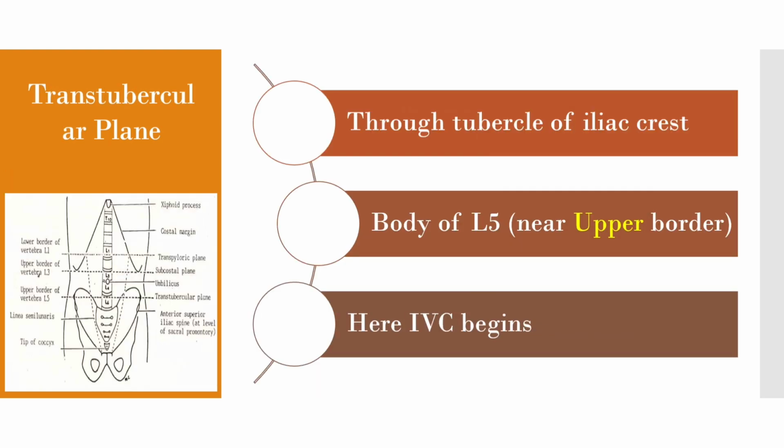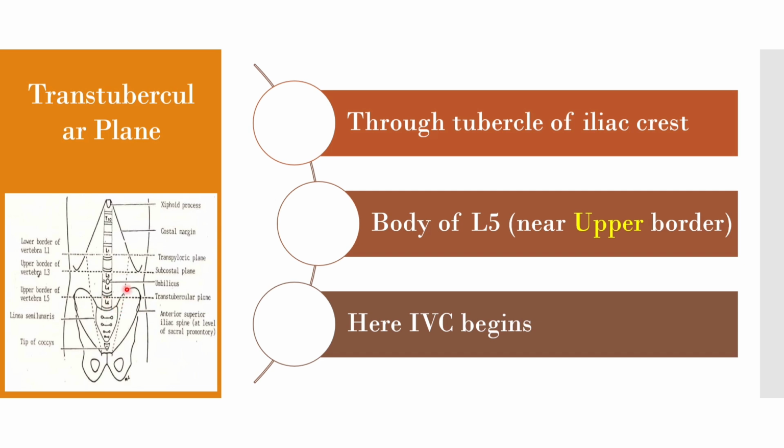Next comes the transtubercular plane. You can visibly see it here. What exactly is it crossing? It crosses through the tubercle of the iliac crest, as you can see here. Then comes the body of L5. Make it very clear: the transtubercular plane is near the body of L5, that too at the upper border. So the transpyloric plane is at the lower border of L1, and the transtubercular plane is at the body of L5 near the upper border.